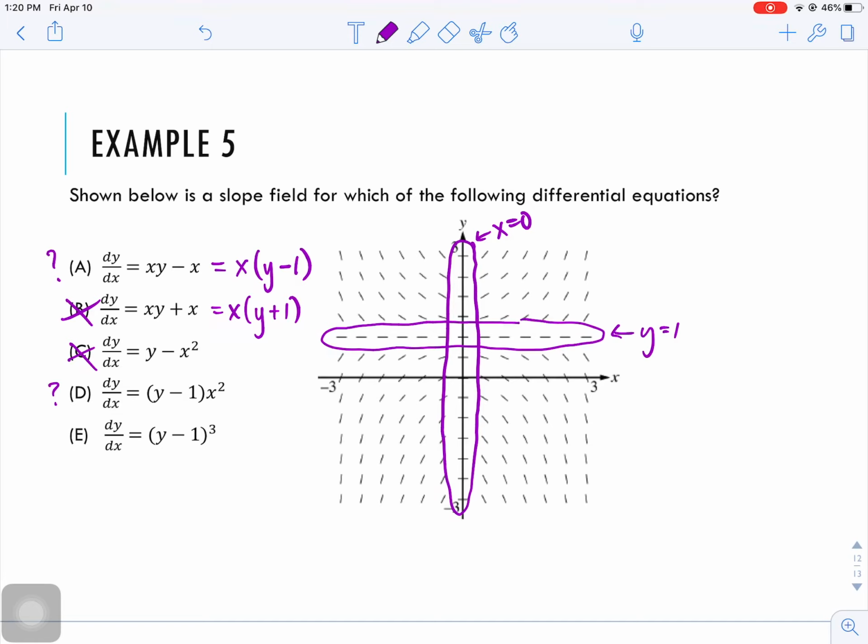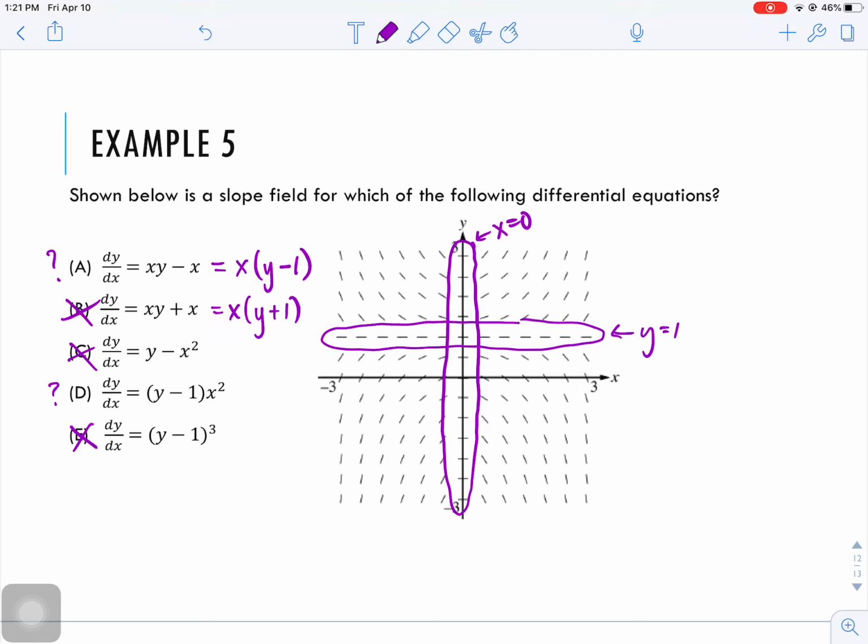If we look at E and we plug in y equals 1, we get 0. But if we plug in x equals 0, there is no x, so we wouldn't automatically get a slope of 0 every time x equals 0. For example, this point right here at the top, that's the point 0, 3. So the x is 0, but the y is 3. 3 minus 1 cubed is 8. That would indicate a slope of 8, not a slope of 0. I need a slope of 0 at that point. So this is not a possibility. So now it's either A or D.